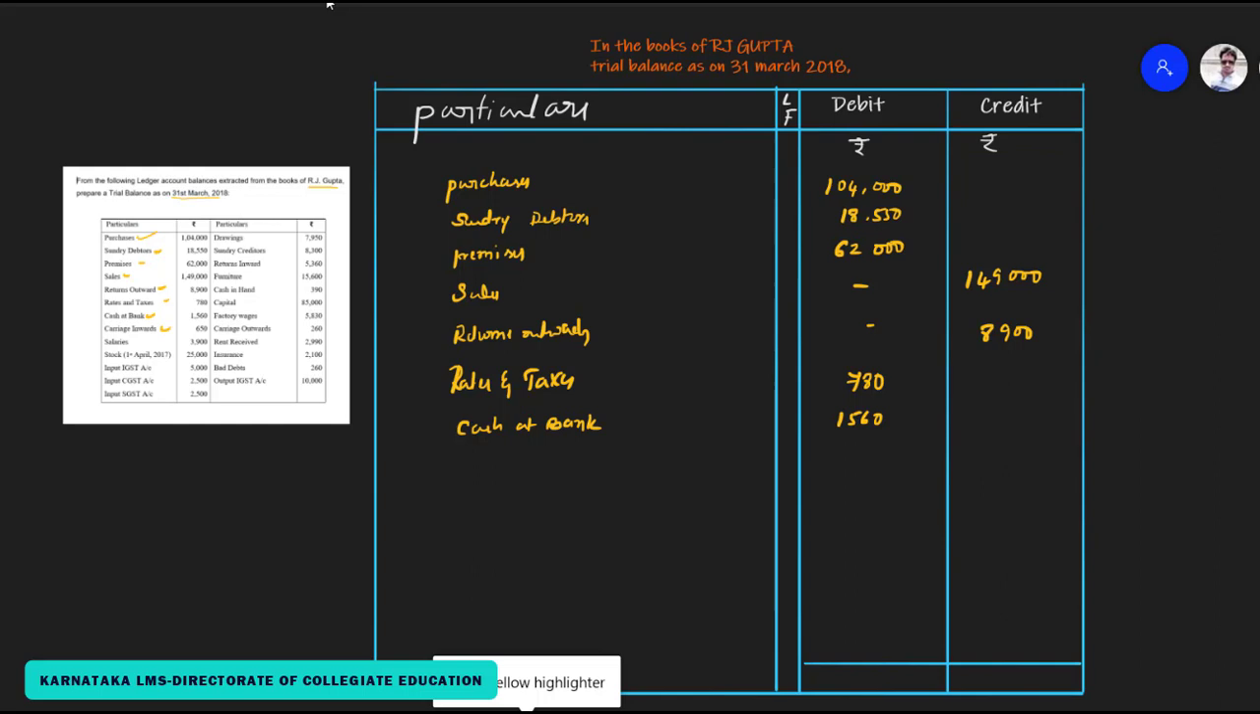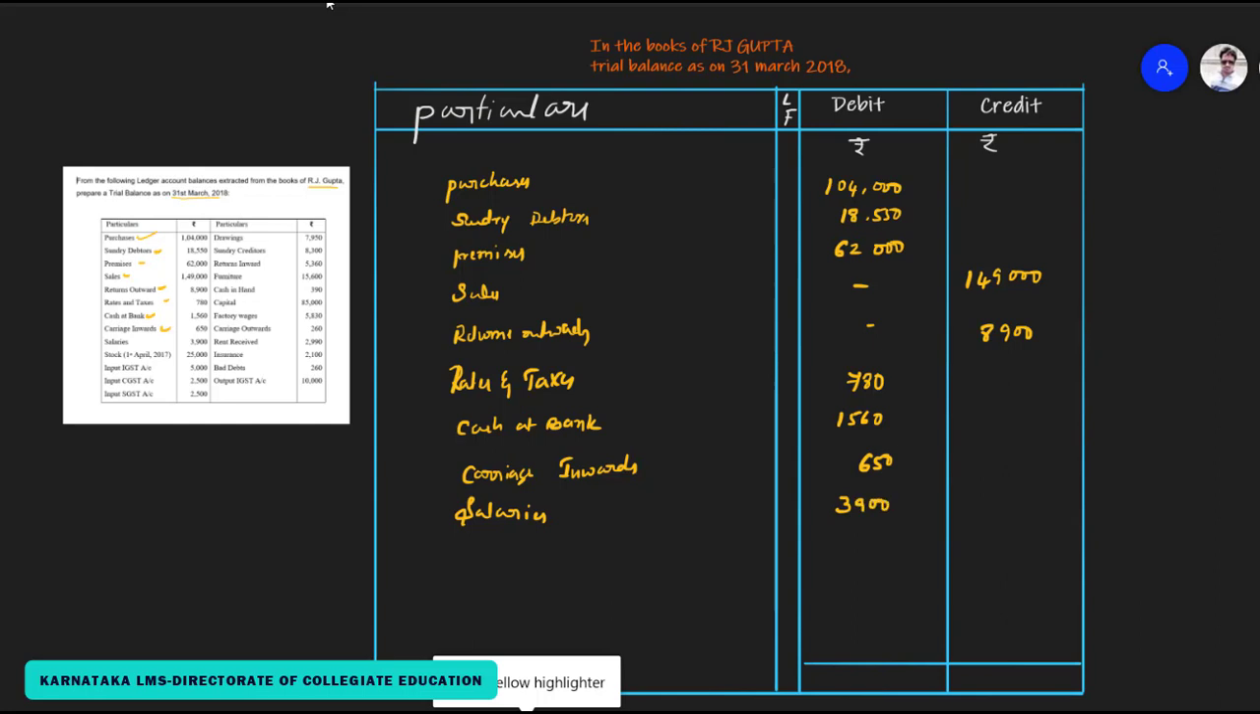Next, carriage inward. Carriage inward should be taken as a debit item. So carriage inwards, rupees 650. And salaries. Salaries is an expenditure, so on the debit side 3,900.